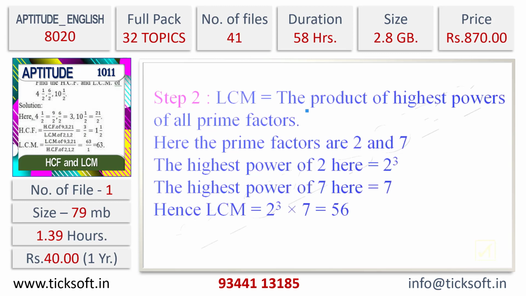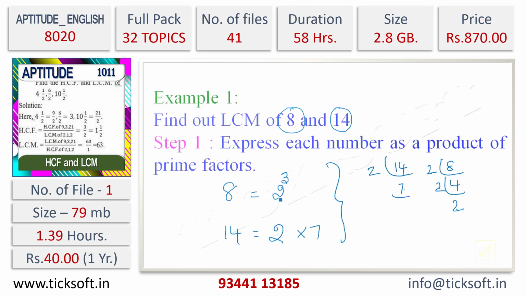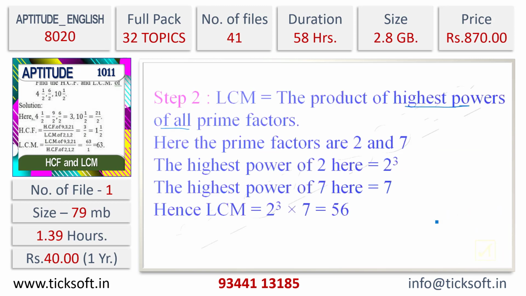The second step is LCM equal to the product of highest powers of all prime factors. So here the prime factor available is 2 and here the prime factor available is 2 as well as the prime factor 7. So here we have only one prime factor and here we have two prime factors. So totally we have two prime factors which are 2 and 7.